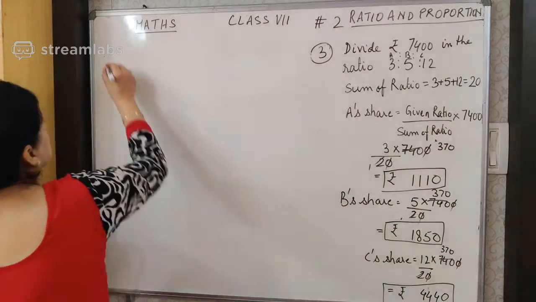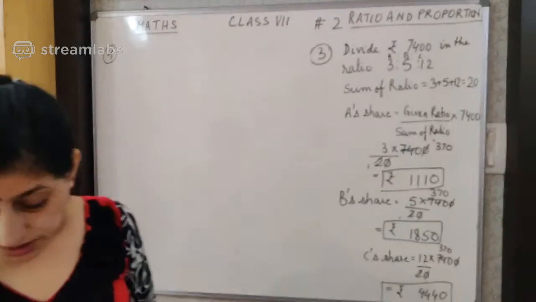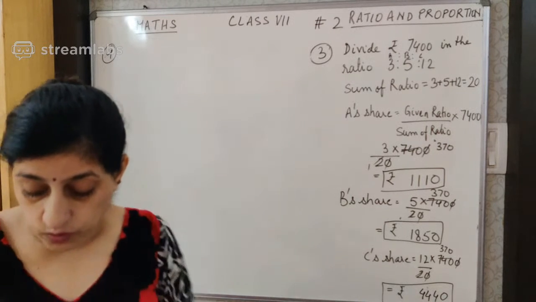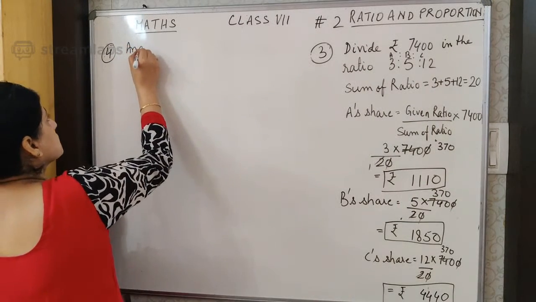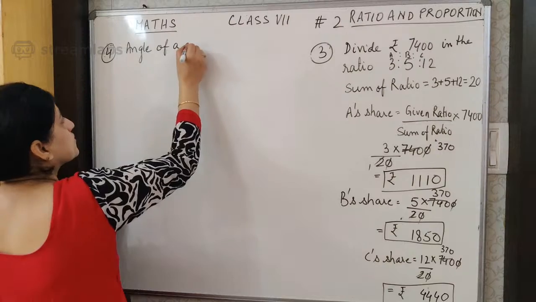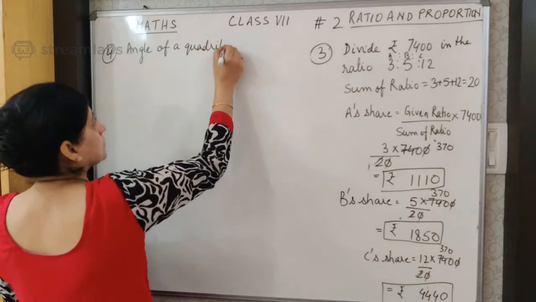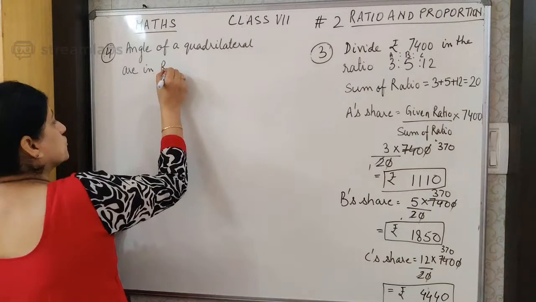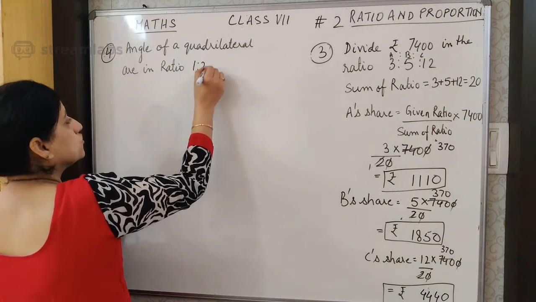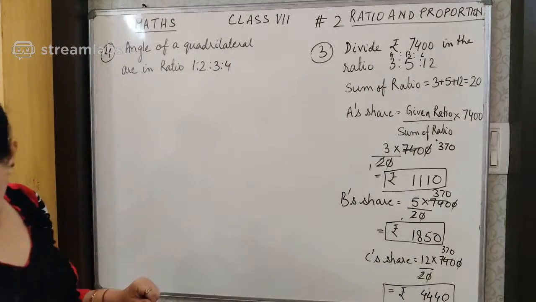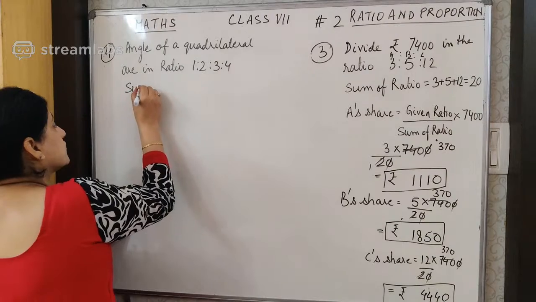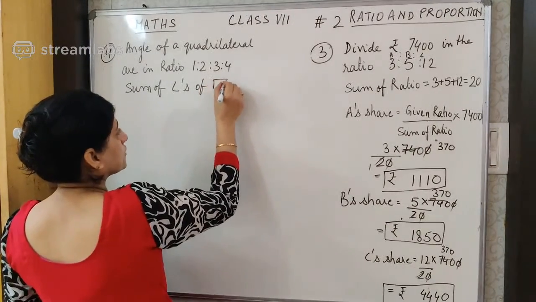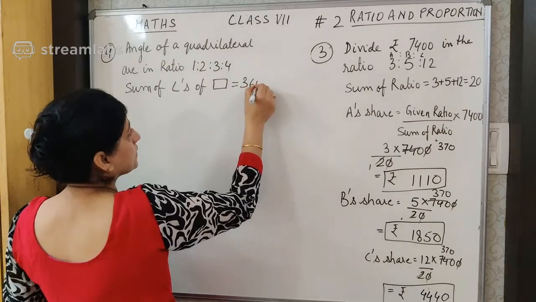Now the next question which I am taking for today, the fourth one for today's session, will be: the angles of a quadrilateral are in the ratio 1:2:3:4, and the sum of the angles of a quadrilateral, we all know, is equal to 360 degrees.